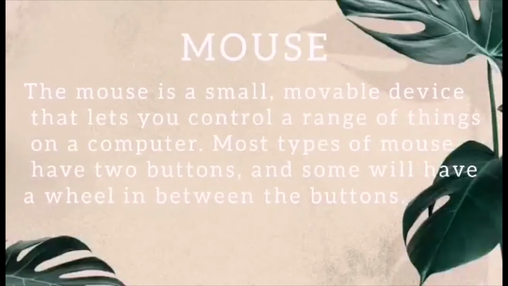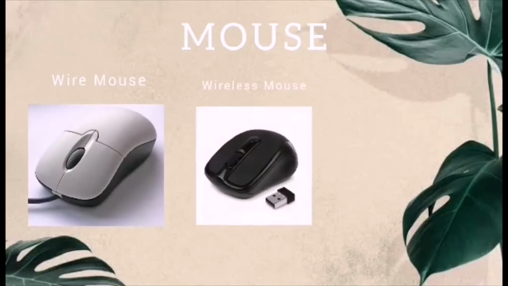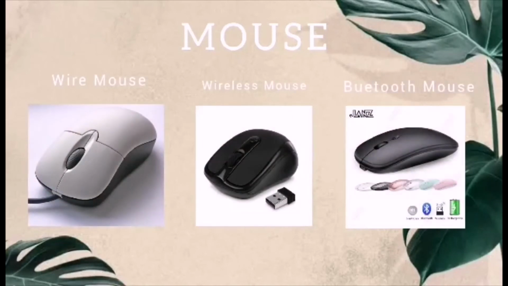Mouse is a small movable device that lets you control a range of things on a computer. Most types of mouse have two buttons and some will have a wheel in between the buttons. Marami tayong uri ng mouse. Meron tayong wire mouse, wireless mouse, Bluetooth mouse, at iba pa.